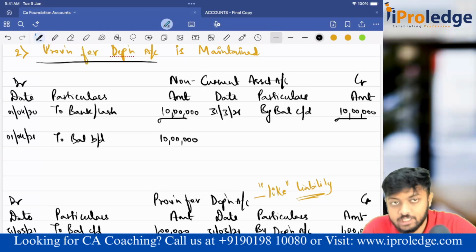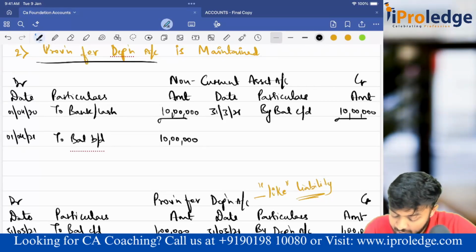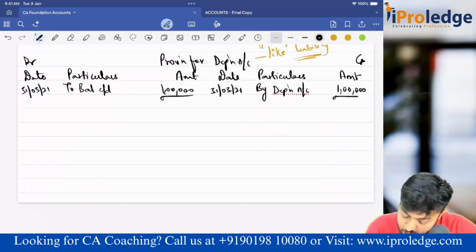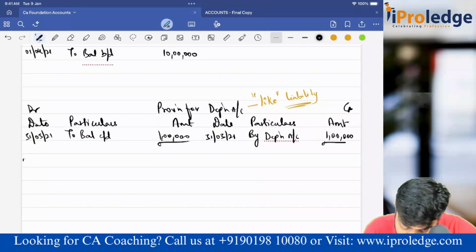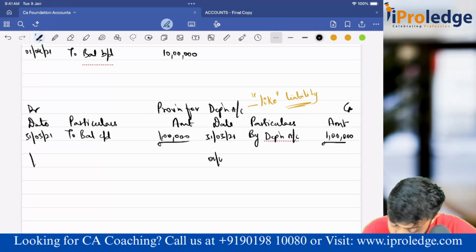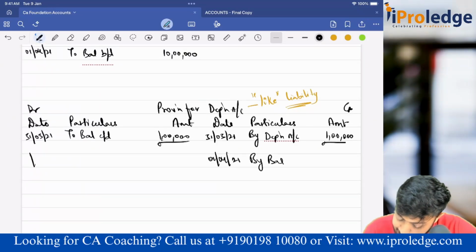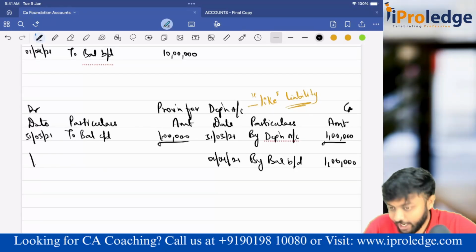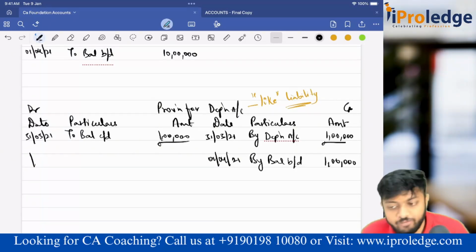10 lakhs. In the second year, we have started with the sales entry. This balance will also be brought down for the next year. So 1/4/21, this balance, the opening balance, comes here, by balance brought down. Now we have entered the second year. We have to do the sale.